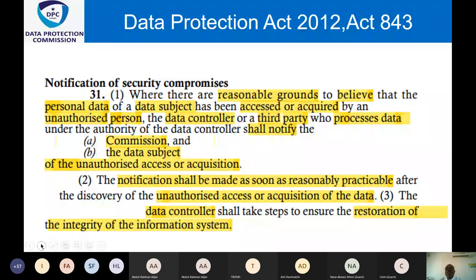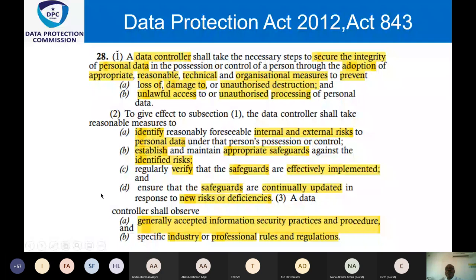And this they are supposed to do by ensuring that steps are taken to secure the integrity of the personal data, the patient data in their possession. And what do they do? When you look at the act, it's clear: by adopting the appropriate, reasonable, technical, and organizational measures. So this is not left to the whims and caprices of a manager. If you are a manager of a hospital or an organization, you can't do what you want. The law is clear. You have to adopt the appropriate, reasonable, technical, and operational measures to prevent loss or damage or unauthorized destruction, unlawful access.